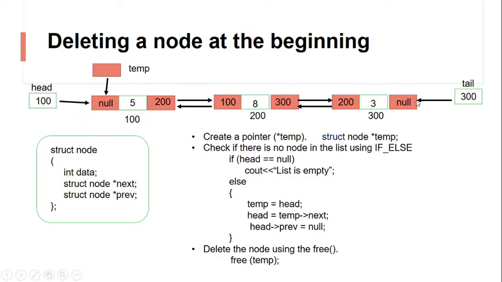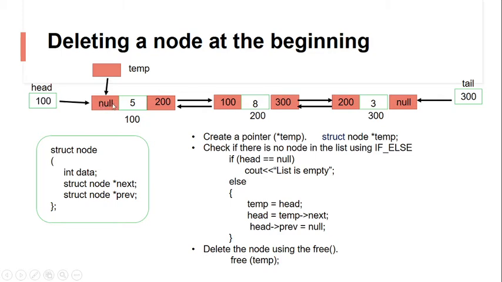So currently I have 3 nodes on our screen. Now, if we are deleting a node at the beginning, we are referring to this item, which is 5. Our head is 100. Since we will be deleting the first node here, our head will now turn into 200. Now remember for our double linked list, the first node does not have a previous address, so it was null.